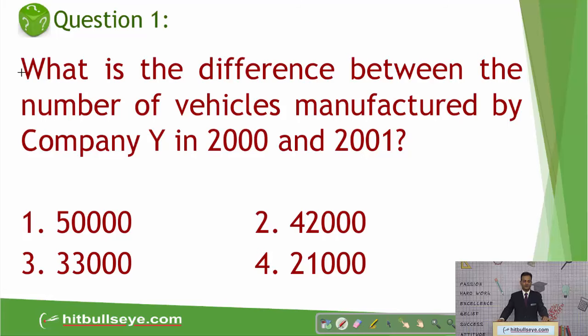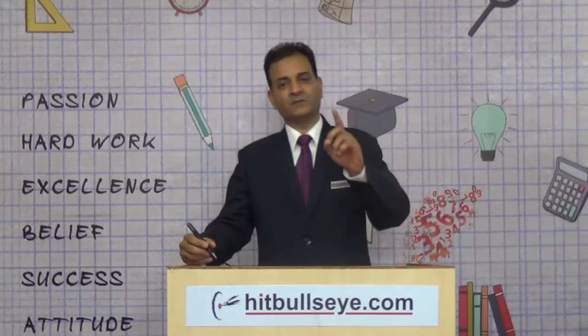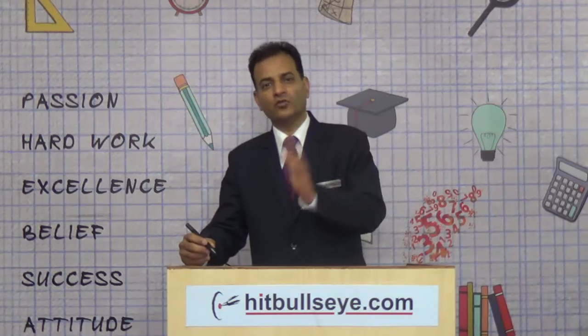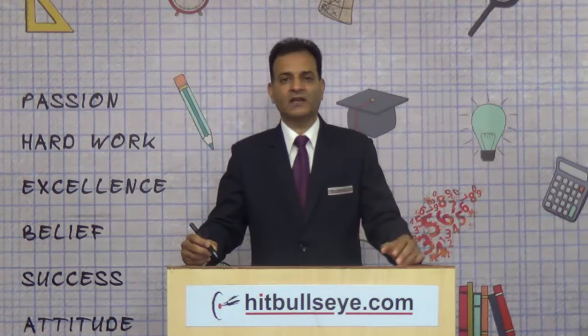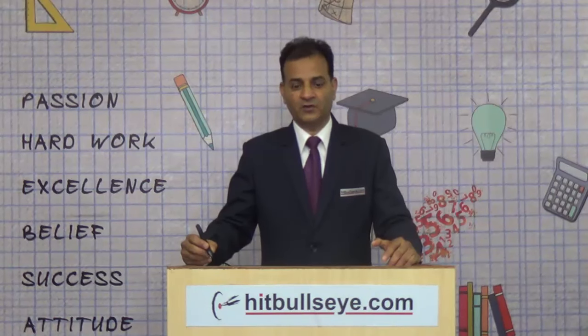What is the difference between the number of vehicles manufactured by company Y in 2000 and 2001? Now students, this is the graph. One simple rule is there, in your maths and data interpretation, that you have to read the question only once. If you read the question 2 to 3 times, then you are not able to solve the questions under time pressure, because the total number of questions are 200. No GK, no vocab, so hardcore reasoning, maths and data, 140-150 questions.